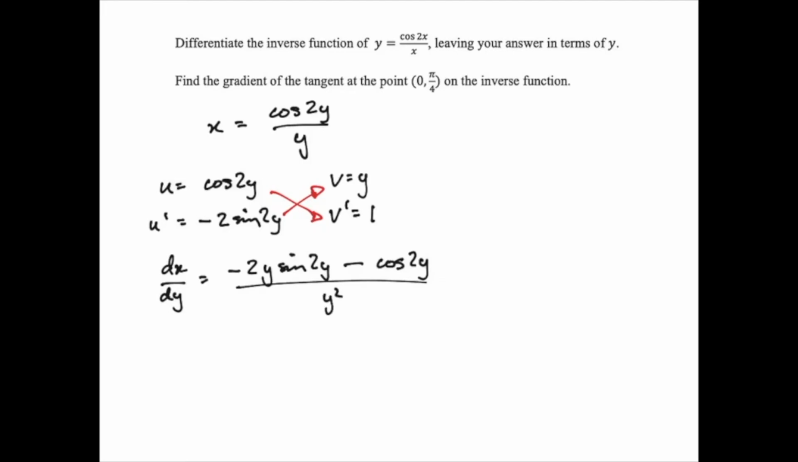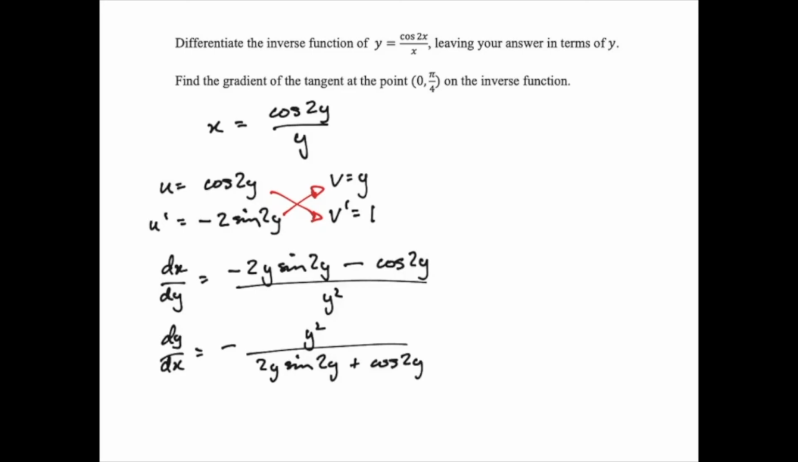Now that's dx/dy, but I want dy/dx. So all I need to do there is take the reciprocal. Now I can take out a factor of negative 1 on the bottom there, so I could just make it negative: dy/dx equals negative y squared over (2y sine 2y plus cosine 2y).